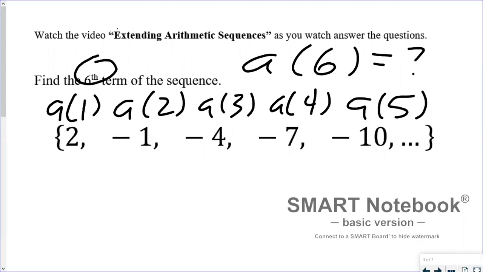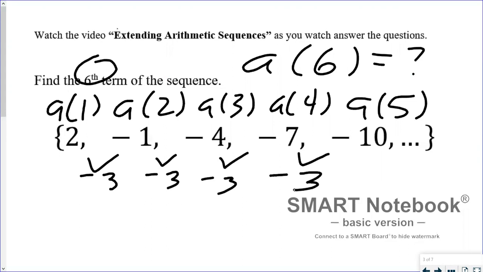So if we do 2 minus 3, that's -1. -1 minus 3 will be -4. -4 minus 3 will be -7, and -7 minus 3 will be -10.